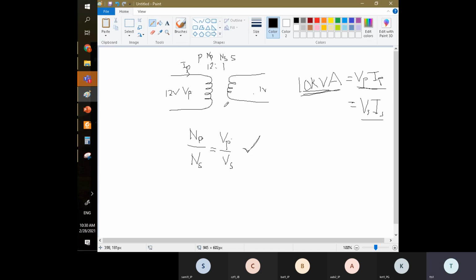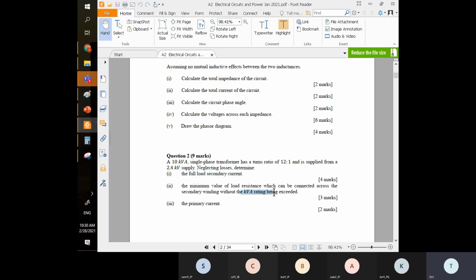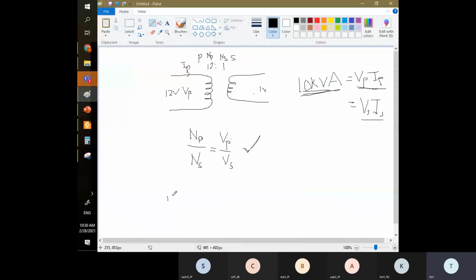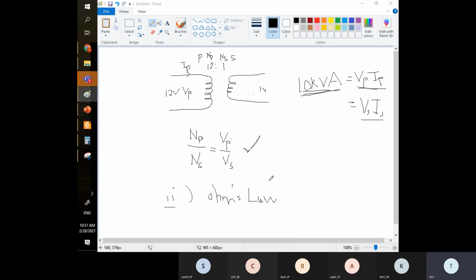Okay, for part 2, you just need to find the minimum resistance here. I can tell you that part 2 uses Ohm's law. If you still don't know what Ohm's law is, you better review. Use Ohm's law to find the current for part 2. It's quite simple. No phasor, no rectangular form. Very simple. For part 3, the primary current.